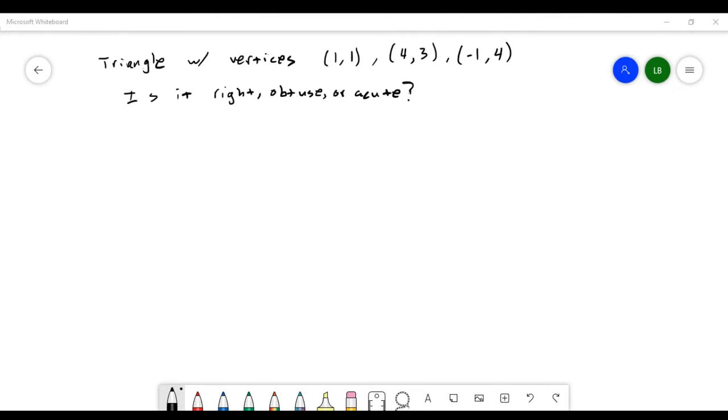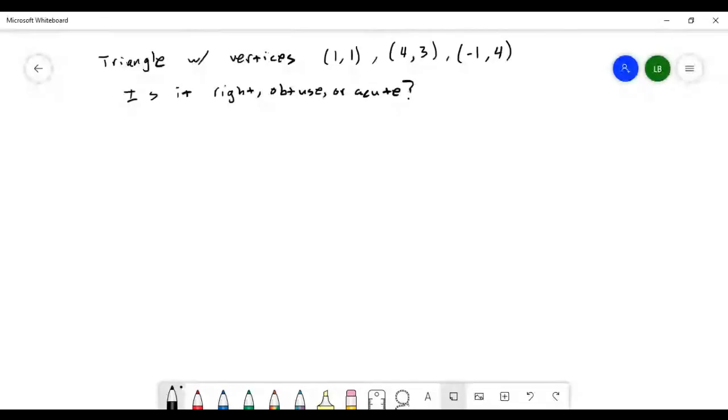Is it right? I actually haven't worked through it yet. So let's go ahead and start looking through it. How did you try to solve this?